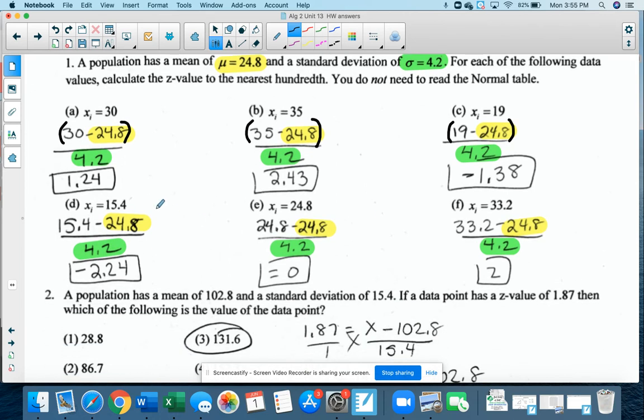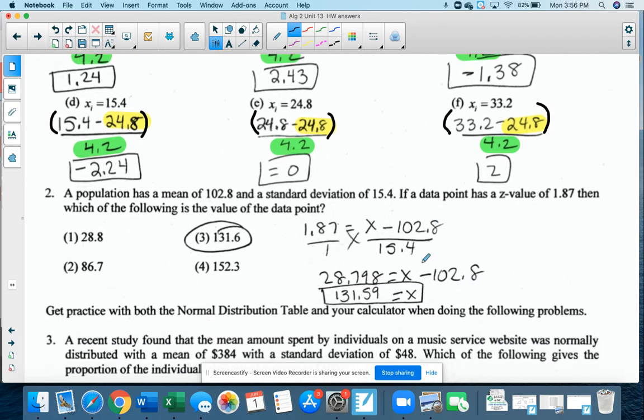D, my score was 15.4. So 15.4 minus 24.8 divided by 4.2 gives me negative 2.24. So I'm 2.24 standard deviations below the mean. E, you can see that my answer is 0, which makes perfect sense because my score was the mean. So 24.8 minus 24.8 is just 0. I don't care if you're dividing by 4.2, it's going to stay 0. And then F, my score is 33.2 minus 24.8 divided by 4.2 gives me 2. So I'm 2 standard deviations above the mean.